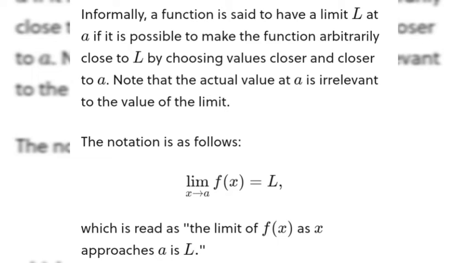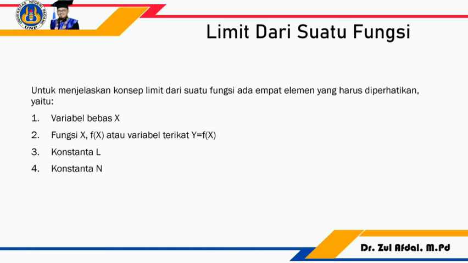The notation is as follows, which is read as the limit of function x as x approaches a is equal to L. That is, the limit of function x is L as x approaches a, provided we can make function x as close to L as we want for all x sufficiently close to a from both sides without actually letting x be a.